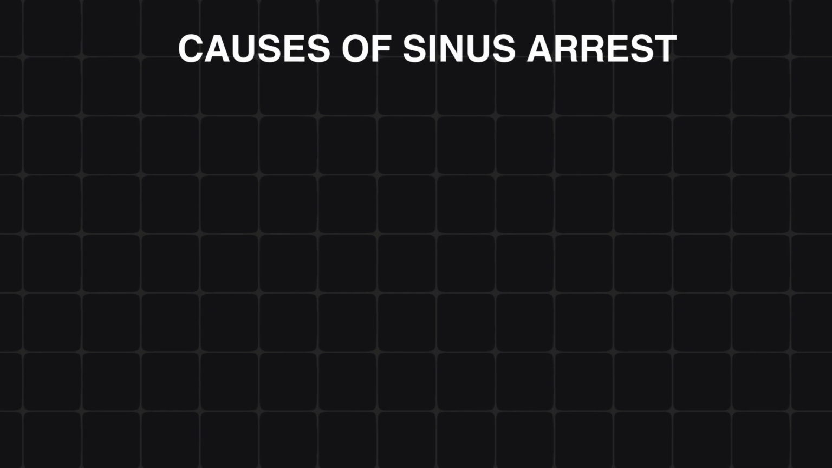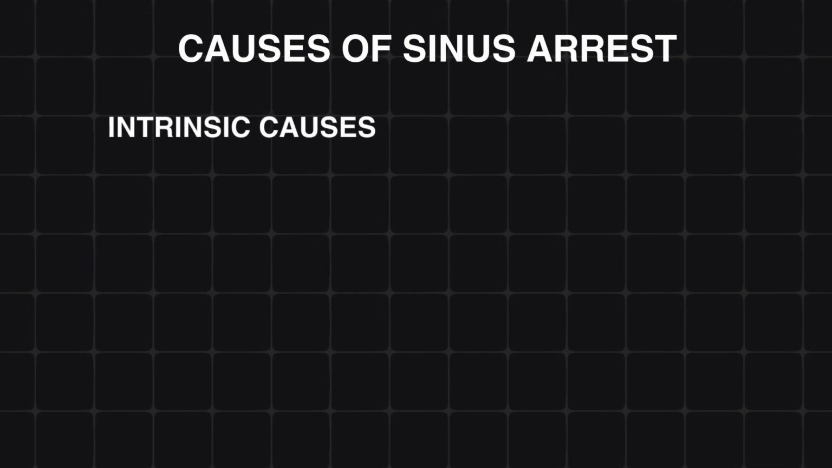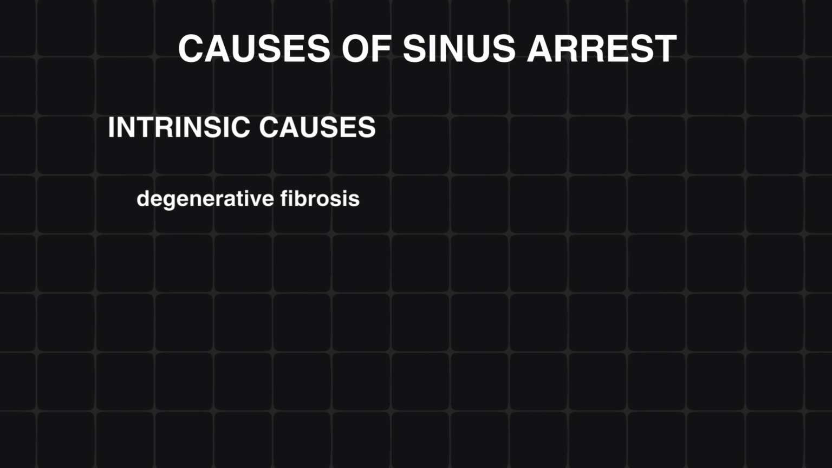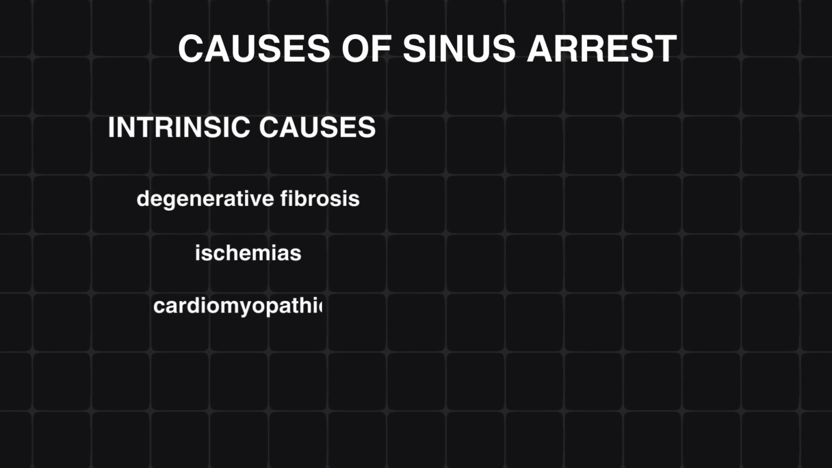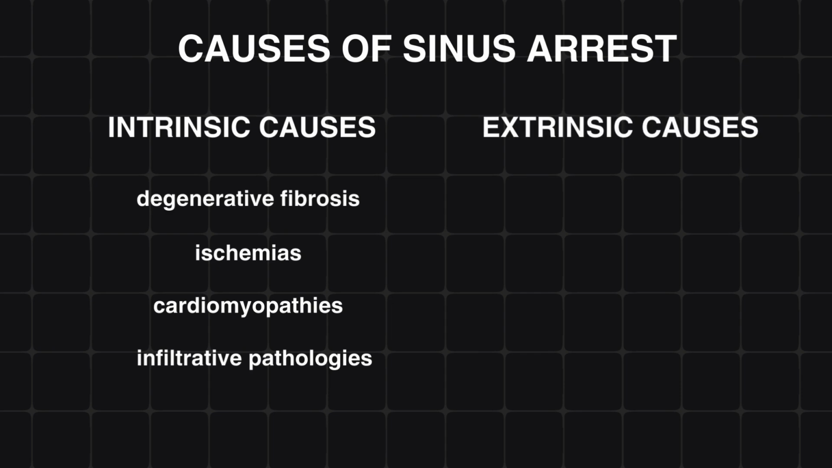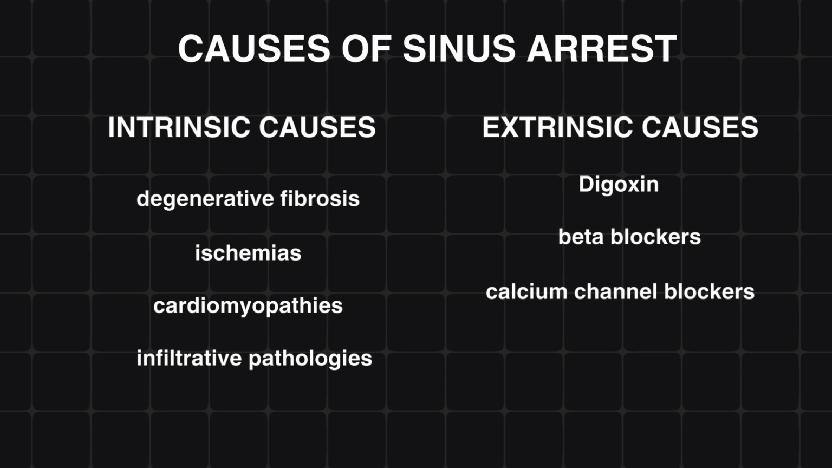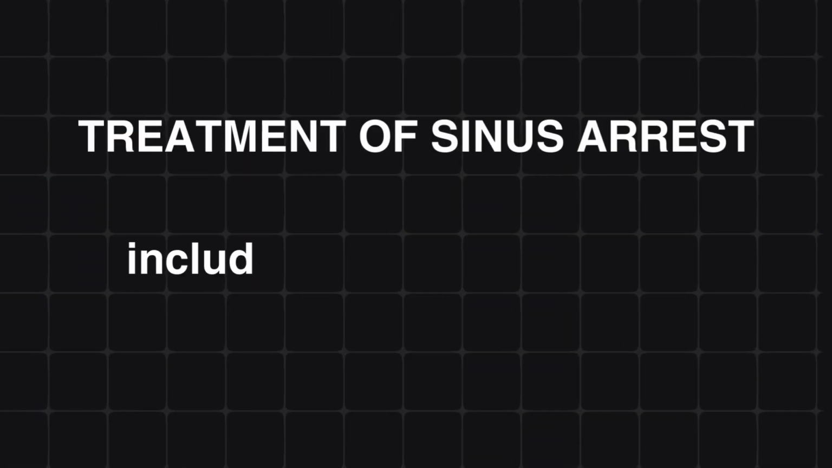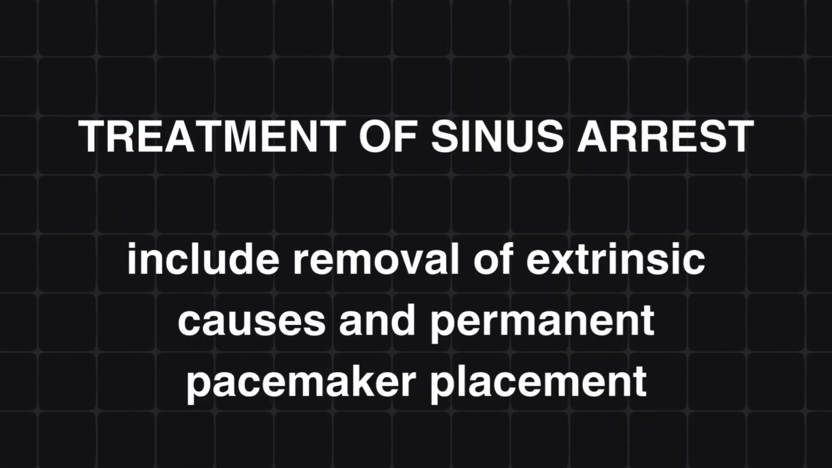It can be due to intrinsic causes of the SA node, like degenerative fibrosis, ischemia, cardiomyopathies, and infiltrative diseases like sarcoidosis, hemochromatosis. Some other extrinsic causes include drugs like digoxin, beta blockers, and calcium channel blockers, autonomic dysfunction, hyperthyroidism, and electrolyte abnormalities like hyperkalemia. Treatment of sinus pause will include removal of extrinsic causes and pacing the heart.